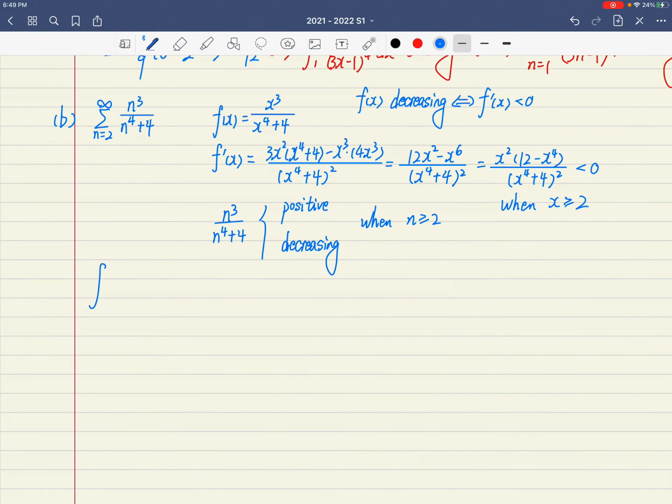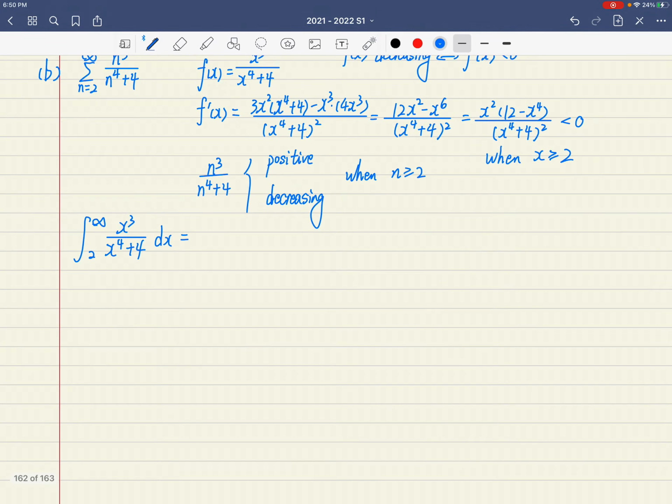So now you can study the integral from 2 to infinity of its fitting function. This integral and this series are both convergent or both divergent. So we can just do the integration here. To do the integration, you can use the substitution method. You can call the bottom u, and du over dx is 4x to the power 3. So 1 over 4 du is equal to x cubed dx.